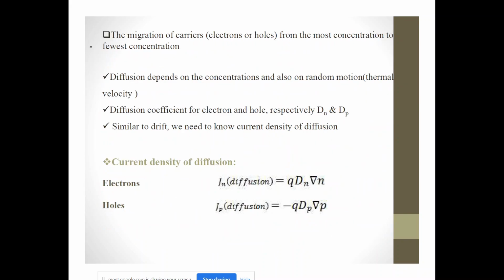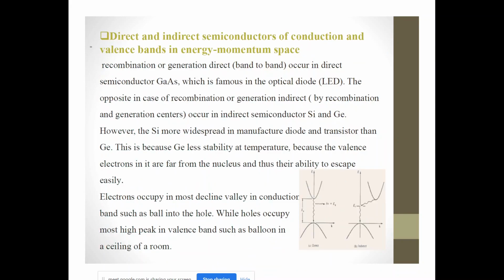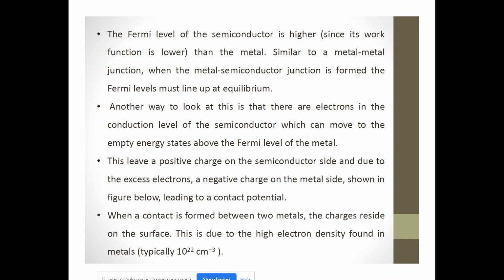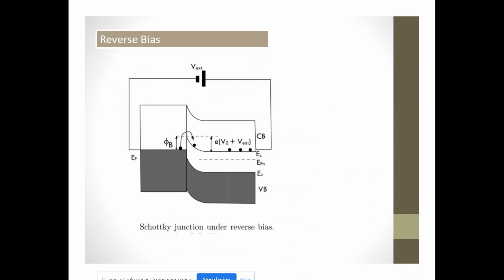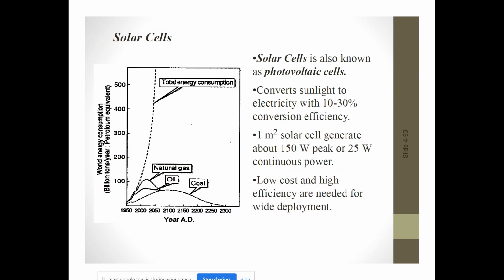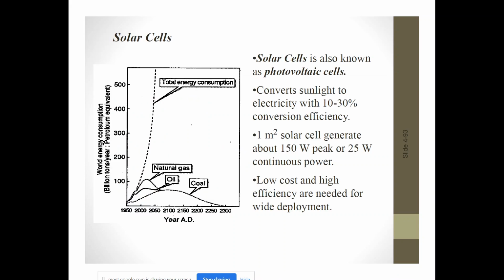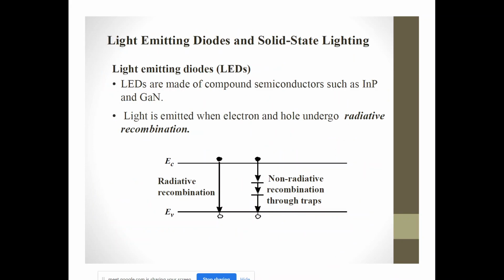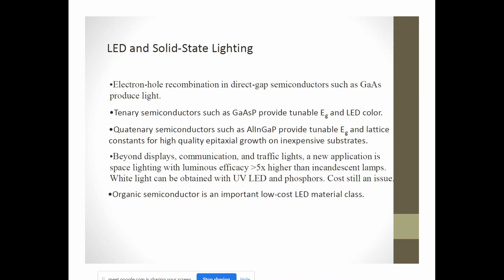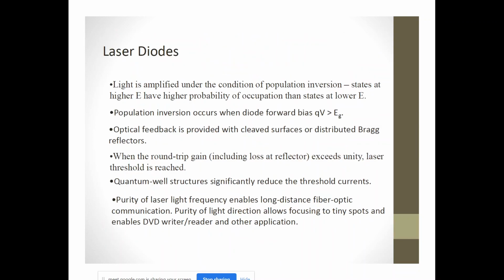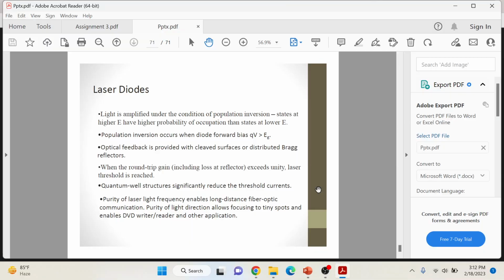I think only the starting 40-50 slides will be enough, but I'll share the whole thing because after this come the PN junction, the Schottky junction and biasing, and then the semiconductor solar cell, LED, solid state lighting, diode and photodiodes, which we'll teach in the next classes. This presentation will be really helpful if you want a quick revision for some exam. So I'll merge this PDF along with today's solution.